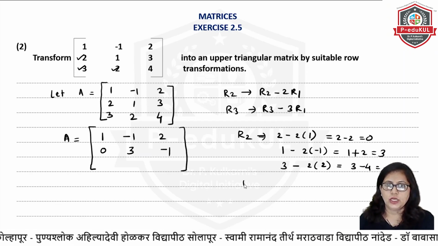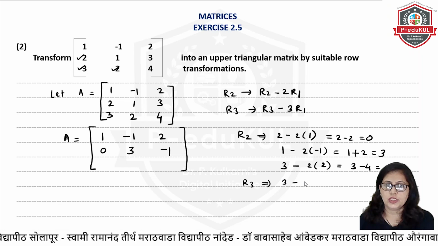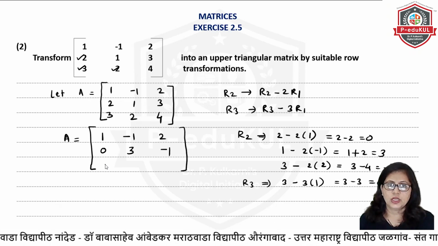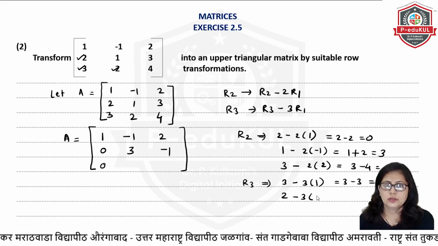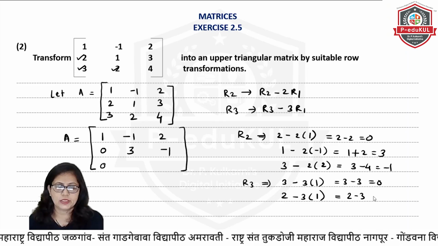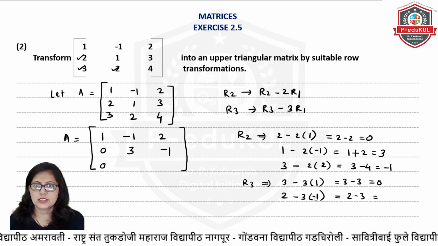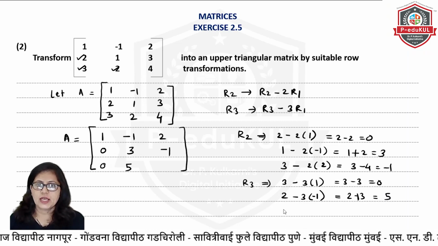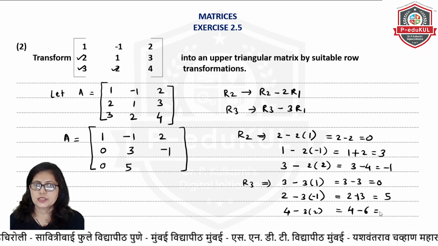Okay. Now I'll show you the calculation for R3. R3 is R3 minus 3 times R1. So 3 minus 3 times 1 will be 3 minus 3, 0. So here I'll get the element 0. Now this 2 minus 3 times 1. So again I'll get 2 minus 3 times minus 1, so the minus becomes plus. So 2 plus 3, this will be 5. And the last element 4 minus 3 times 2. So this will be 4 minus 6, which is minus 2.